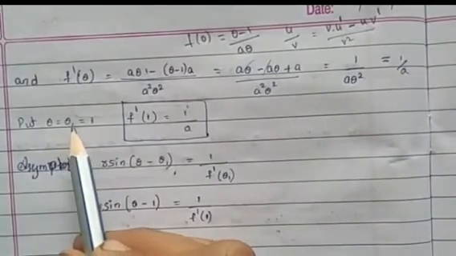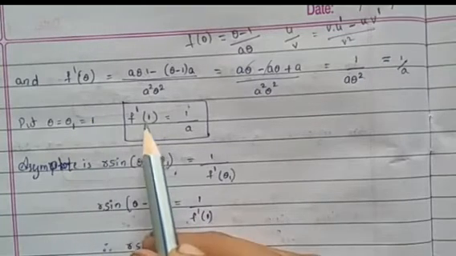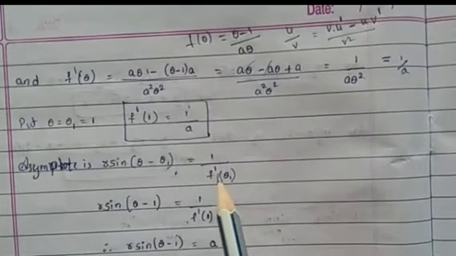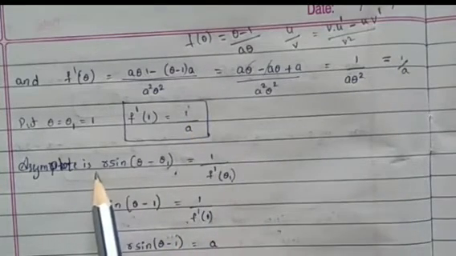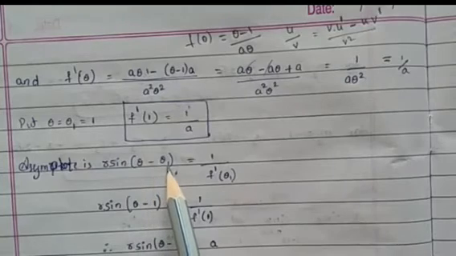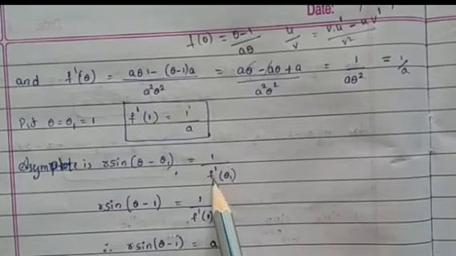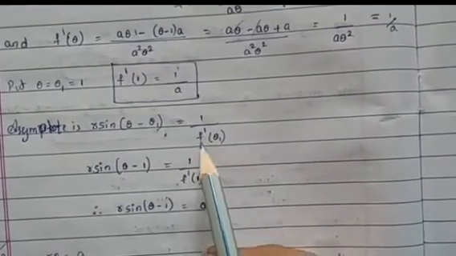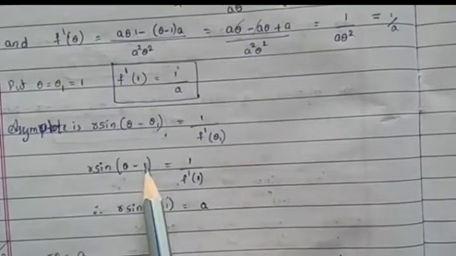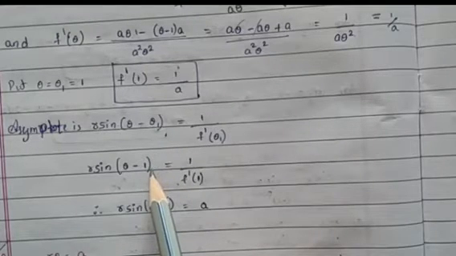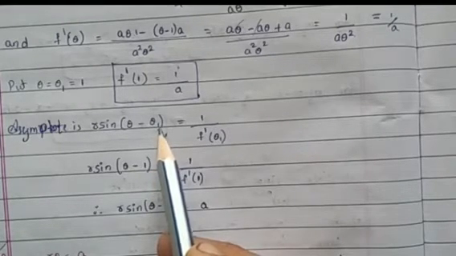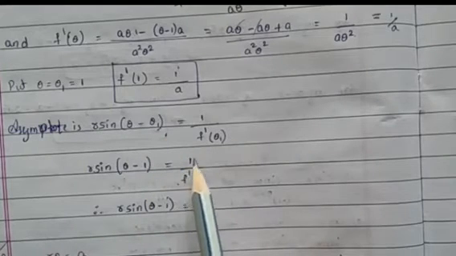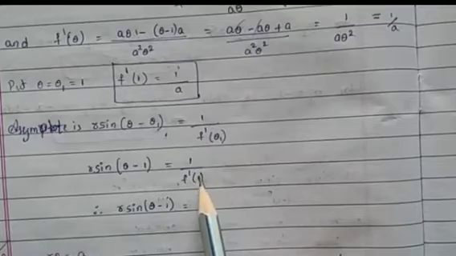Put theta is equal to theta 1, which is equal to 1. We get f dash of 1 which is equal to 1 by a. Got it, sir? The asymptote is r sin(theta minus theta 1) equal to 1 by f dash of theta 1. You get r sin(theta minus 1), since the theta 1 value is 1. Theta 1 is the root of f of theta. That value is 1 by f dash of 1.